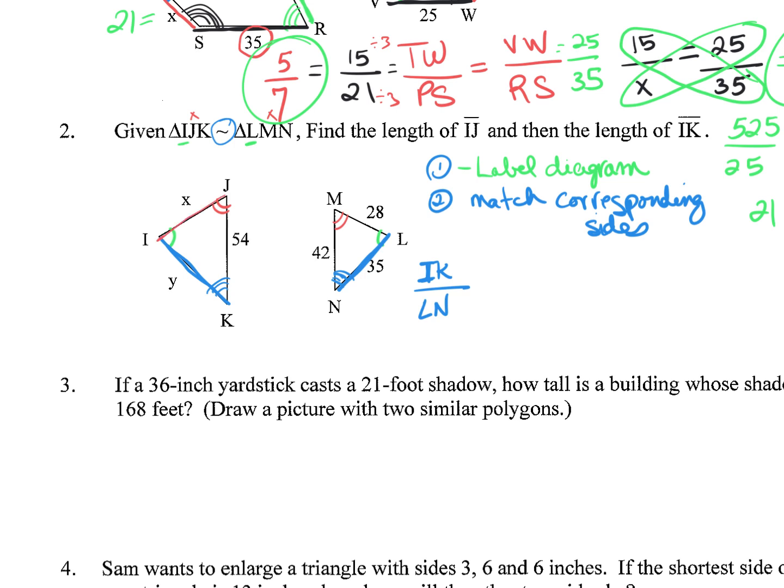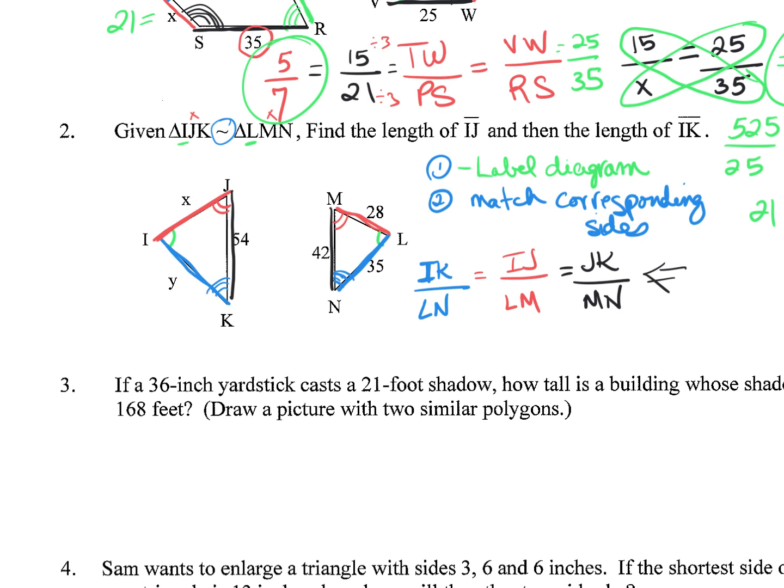Now, IJ is between the red and the green angle. So IJ corresponds to LM because that side is also between the red and the green. And then of course by default, the red and blue angles are JK and MN. Okay. So you'll notice here that I actually have two variables to solve for, X and Y. So based on my proportions that I wrote here, let's fill in the numbers.